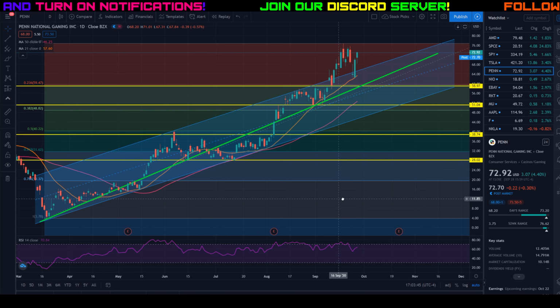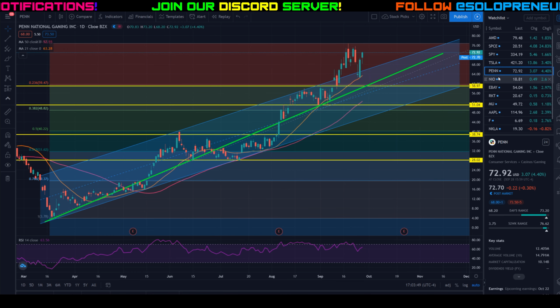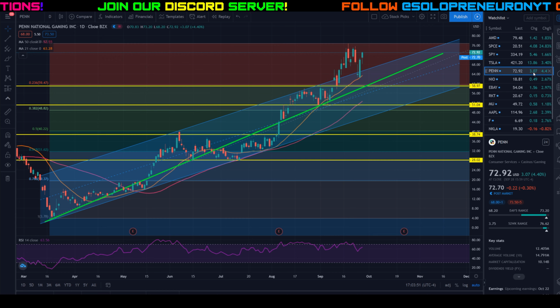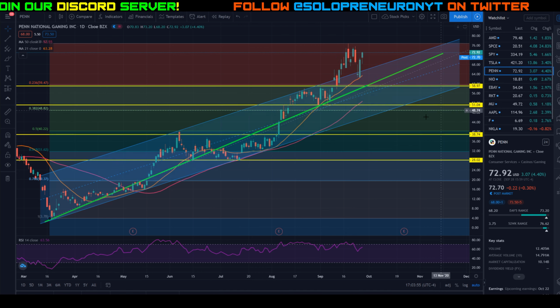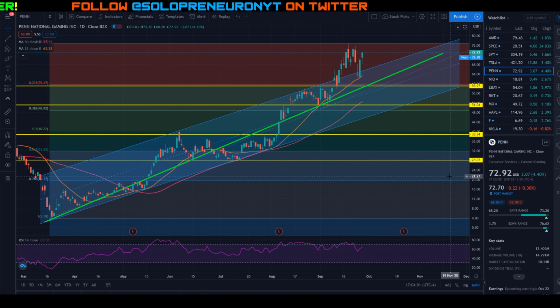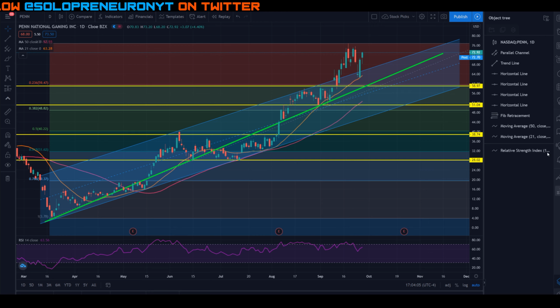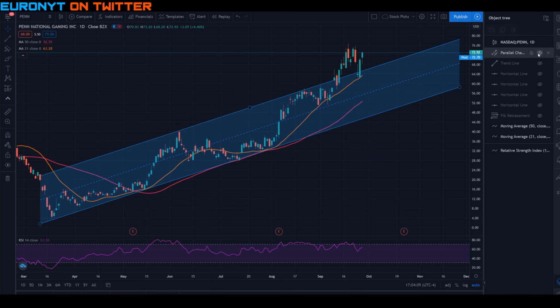So the first thing I want to do is clean up this graph a little bit. Before we do that, let's see how Penn did today. We were up a little over $3 today, which is equivalent to 4.4% on Penn. So overall it was a green day, but the market was green today too, so we'll have to see what that really means in terms of this individual ticker. But let's clean off some of these trend lines here and we'll work backwards.